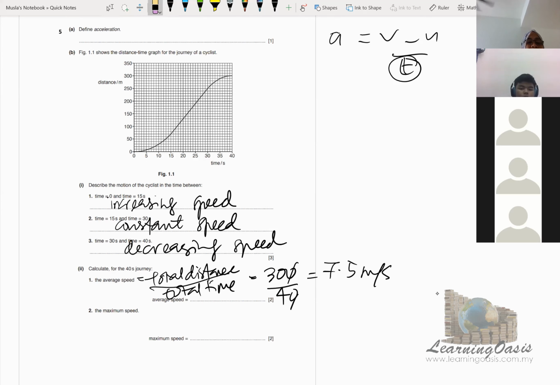Now next question, how do you find the gradient of the graph? Y2 minus Y1 over X2 minus X1. No, because this one is not a straight line. If it's a straight line, yes, you use y2 minus y1 over x2 minus x1. But it's not, right? So what should you do?